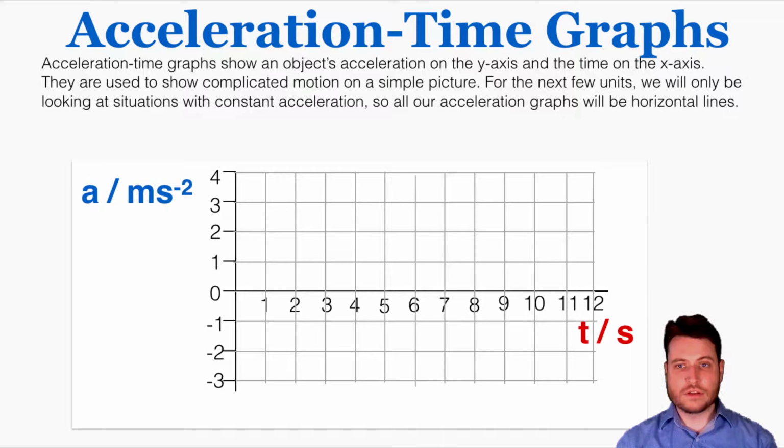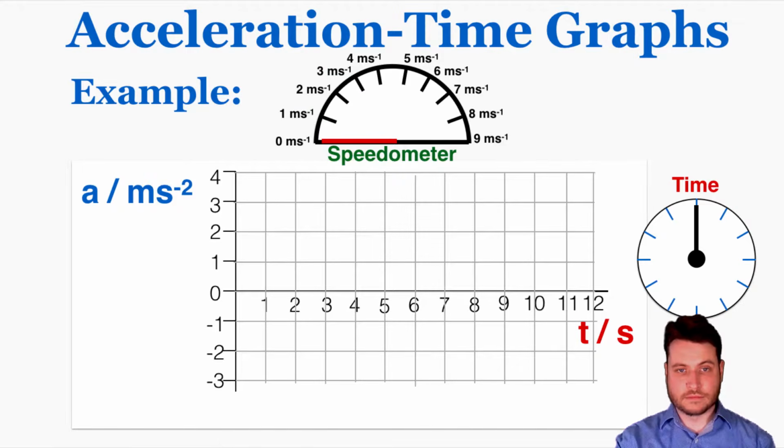For the next few units, we'll only be looking at situations with constant acceleration. So all of our acceleration graphs will be horizontal lines. It's pretty rare in physics to have non-constant acceleration. There's really only one or two places in the whole year where non-constant acceleration shows up. So for the foreseeable future, all the acceleration time graphs that we deal with will just be horizontal lines.